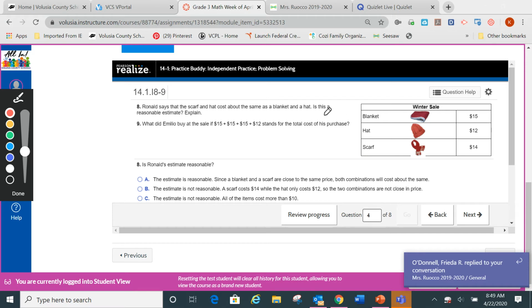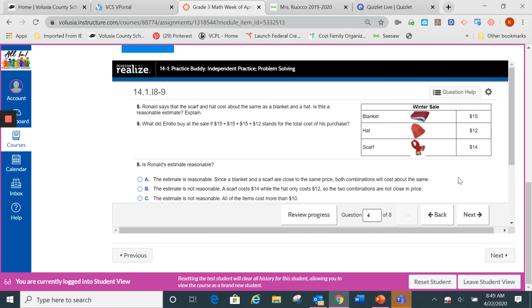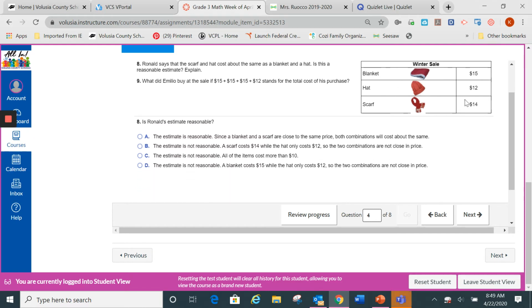He says that it costs about the same as a blanket and a hat. So I see the hat is the same in both, and we're looking at 15 and 14. So the first question is 8: Is Ronald's estimate reasonable? I'm thinking to myself, well, it's only off by $1 and it costs about the same. So I would say, yeah, it's probably reasonable there.